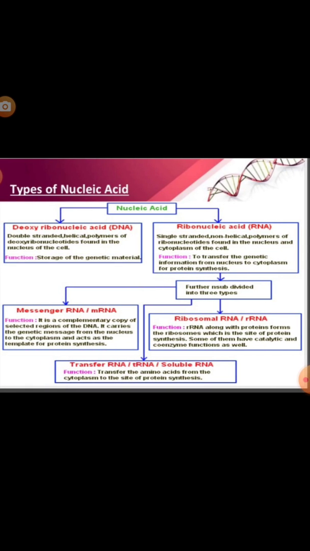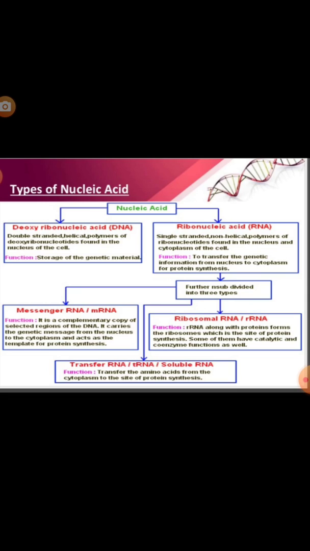Next, types of nucleic acids. As I already discussed, the types of nucleic acids are of two types, DNA and RNA. DNA means deoxyribonucleic acid, double stranded. This structure is double stranded, which means there is a presence of two strands. One is from 5 prime to 3 prime and another is 3 prime to 5 prime.